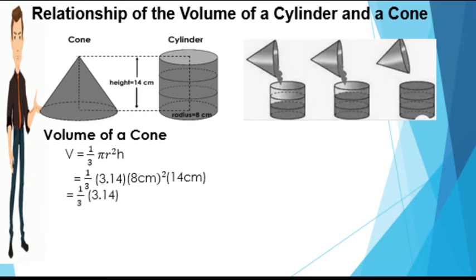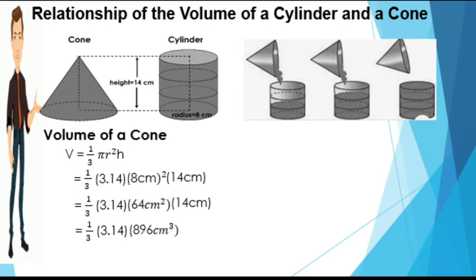Okay, so bring down again 1/3 times 3.14 and then expound 8 centimeter quantity raised to the second power as 8 times 8 is equals to 64 square centimeter times 14 centimeter. Again, bring down the 1/3 times 3.14. Then multiply 64 square centimeter times 14, which is equals to 896 cubic centimeter. Then multiply 1 times 3.14 times 896.